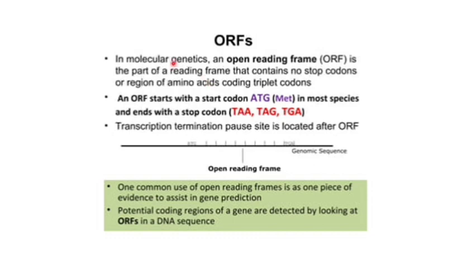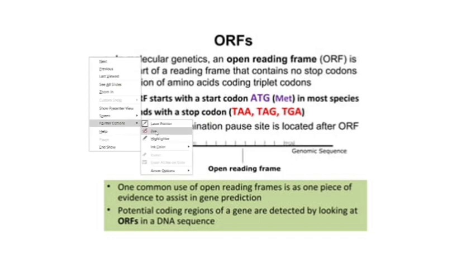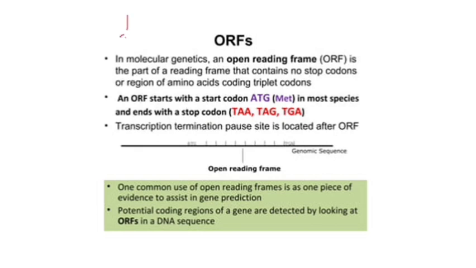ORF, or open reading frame. In molecular genetics, the open reading frame is the part of the reading frame that contains no stop codon, the region of amino acid coding triplet codons. So the open reading frame is the region which codes for the amino acids. It starts from the initiation codon and ends with the termination codon, and there will not be any other stop codon in between. It contains triplet codons which code for the amino acids.